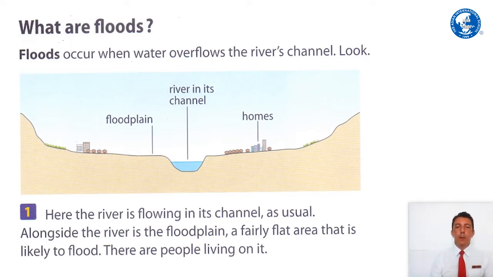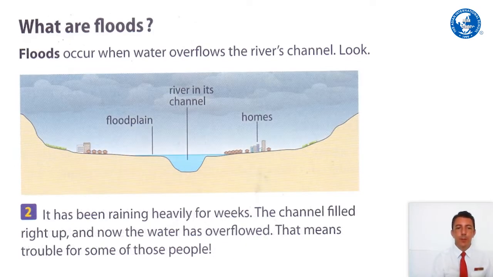Alongside the river is the floodplain. This is the area of low, flat land that will likely flood if the river overflows. In this particular situation, there are homes built in the floodplain, so people are living here. So number two, it's been raining heavily for weeks. The channel filled right up, and now the water has overflown. That means trouble for some of these people. Their homes have been flooded.